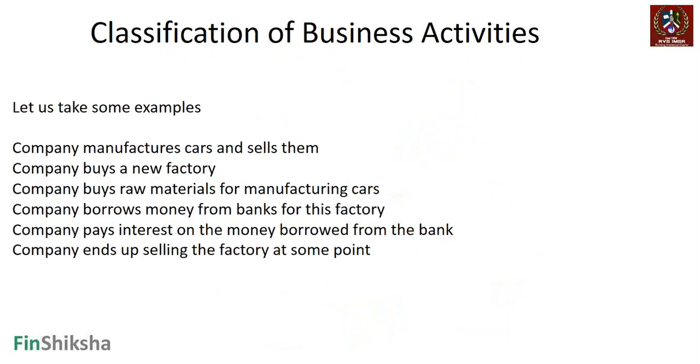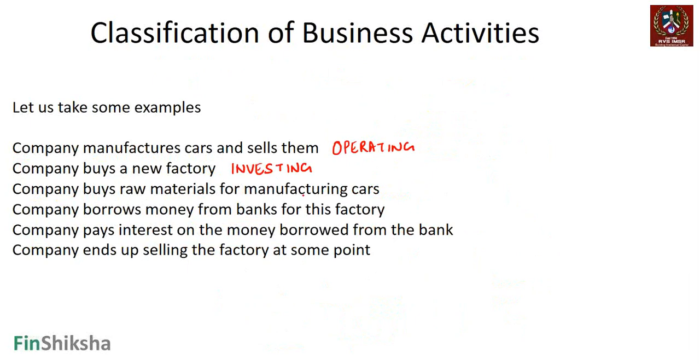Let's take some examples. A company manufactures cars and sells them. Where will this come? Will it be operating, investing, or financing? This is a day-to-day activity for a firm, so this is going to be an operating activity. Company buys a new factory. When you buy a new factory, this is for funding future growth. Future growth would mean investing activity. It's a long-term asset that you're buying, right?